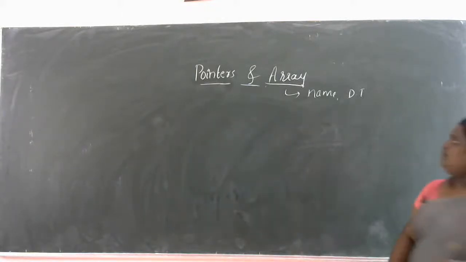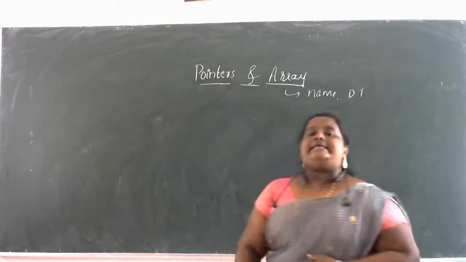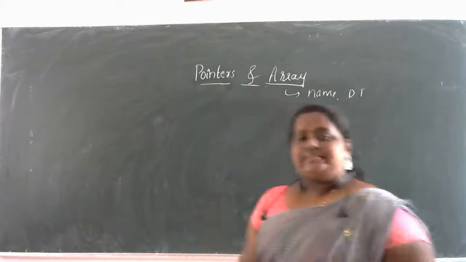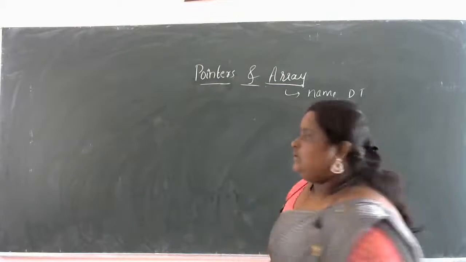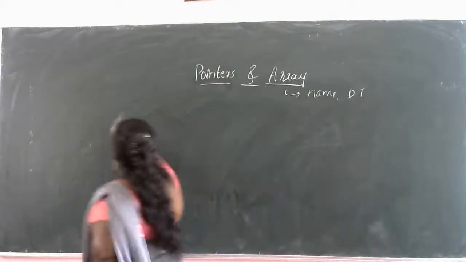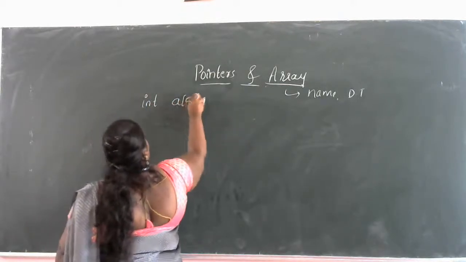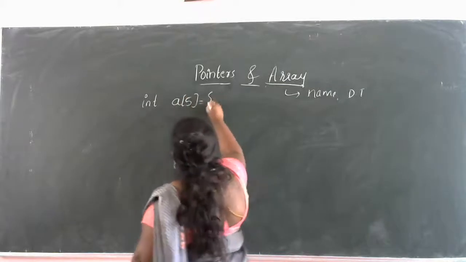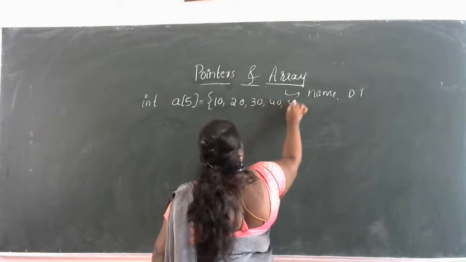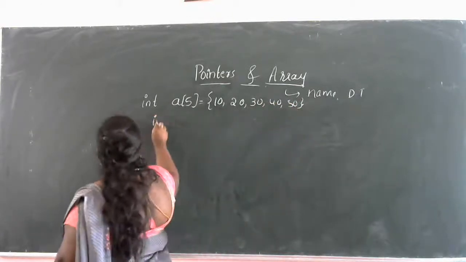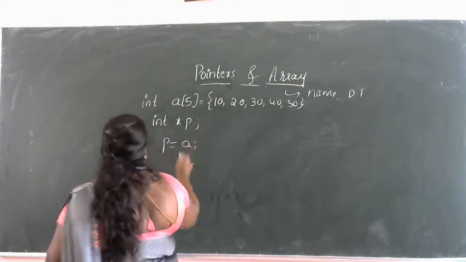Here pointers can store the address of an array. We'll see how to store the address of an array in a pointer and how to access the array elements. We'll consider the example int a[5] = {10, 20, 30, 40, 50}. Okay, next, int *p = a.